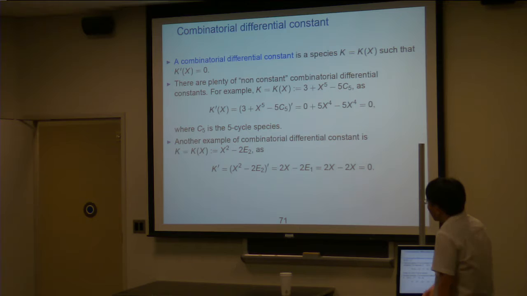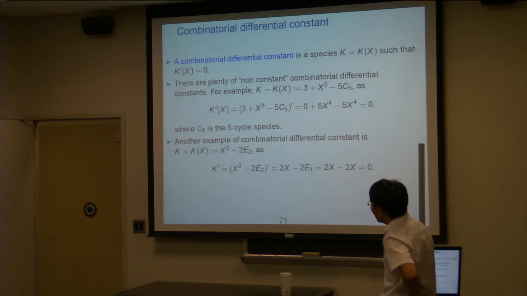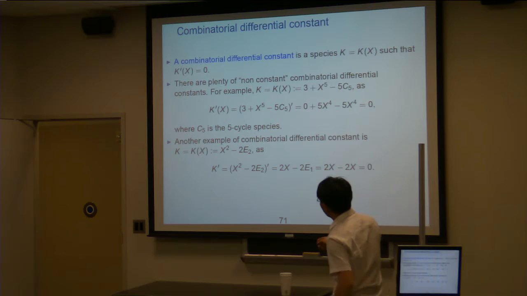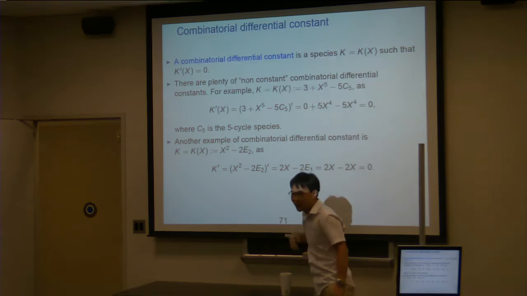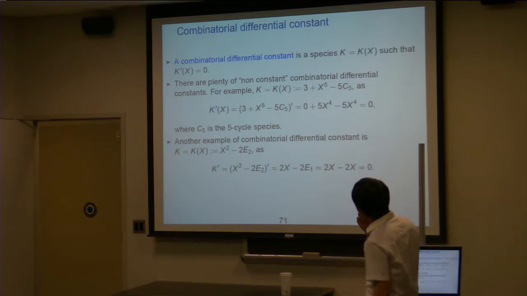A lot of examples, you know, this one. K equal to x to 2. And what's k? K is some species. We want to give some sign. When you say, for example, k equals k x, defined as that, what's the minus sign? What does minus mean?